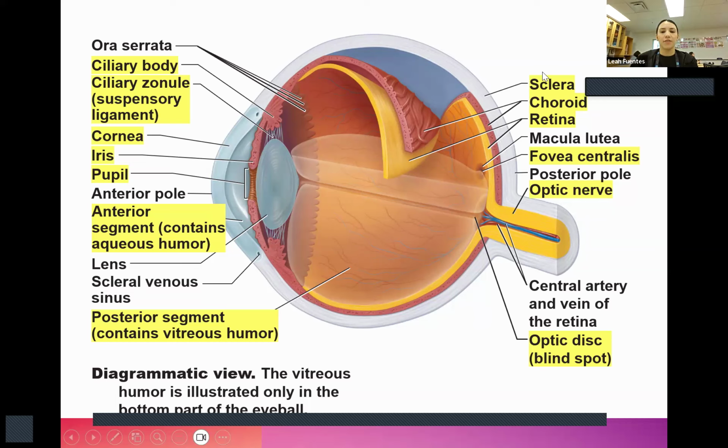Moving on, we have our sclera. This is also known as the whites of the eyes, and it may be referred to as the whites of the eyes on your actual exam. We have our choroid right here. We can see it is both right here directly underneath that sclera and then also pulled back here. And then we have our retina, which is inferior to the choroid.